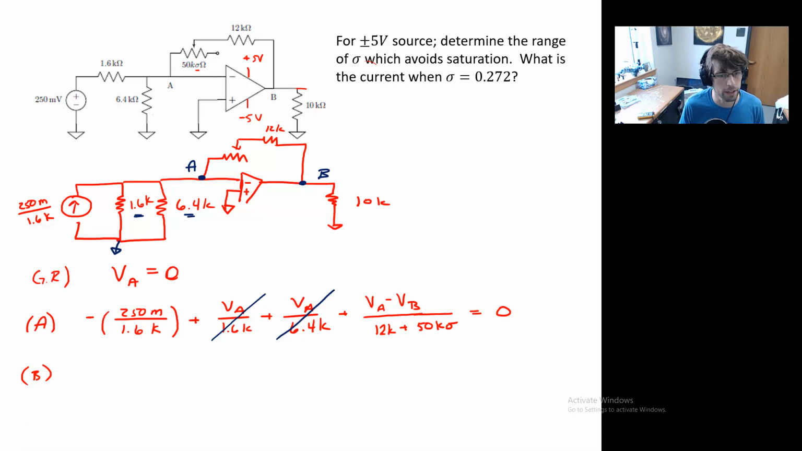Yeah, you probably already got it. Okay, so we have something like VB over 10K. That's that drop to ground. We have the I going into the output of the op amp. And then we have VB minus VA over that rigmarole again. So we still have that 12 plus 50 kilo ohms, and then times that sigma, that scaling factor. That whole rigmarole equals 0.